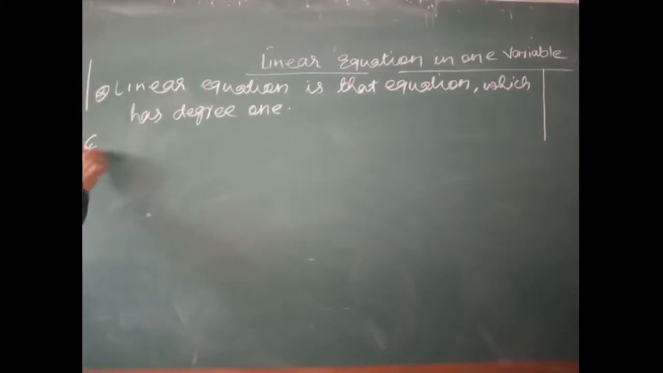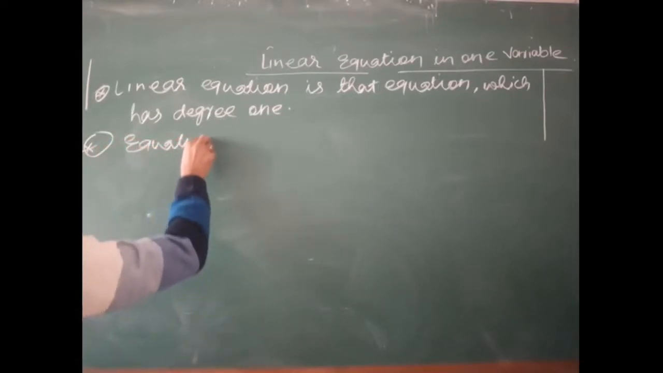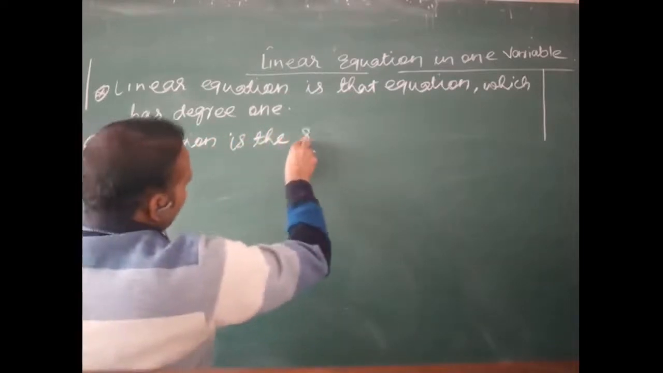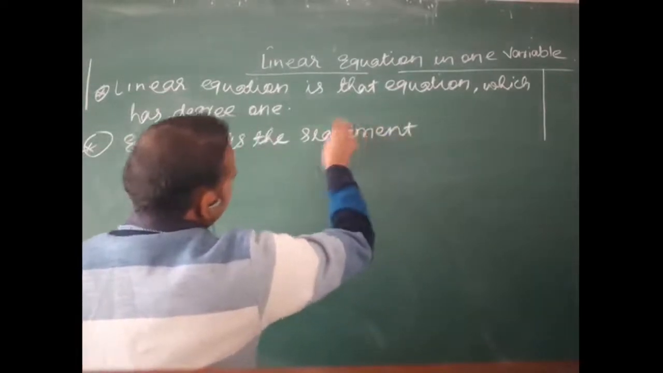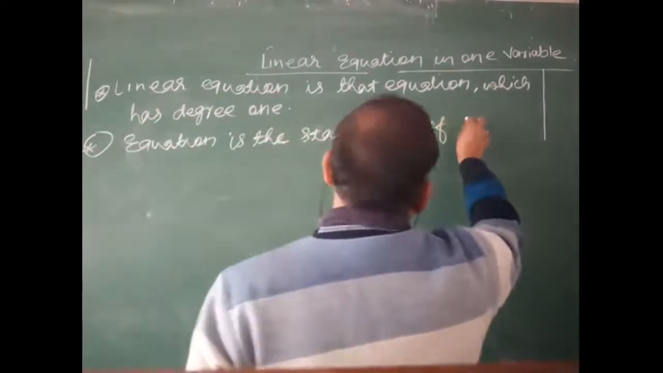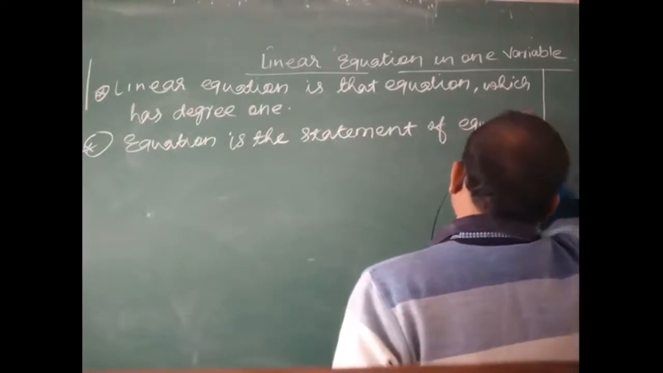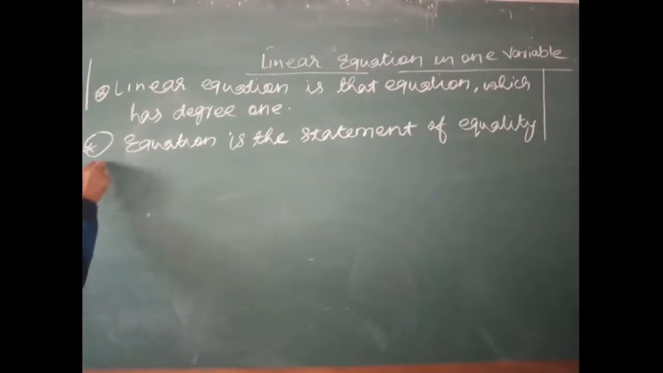Then the next point is, what is equation? Equation is the statement of equality. And I have told you linear equation in one variable.